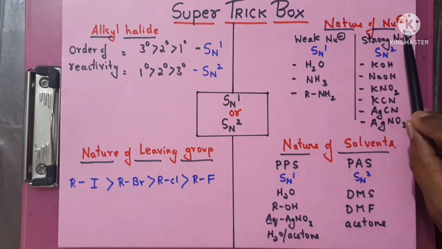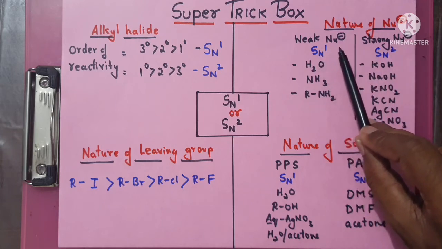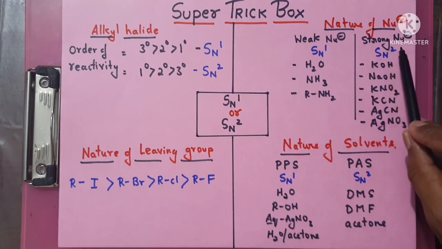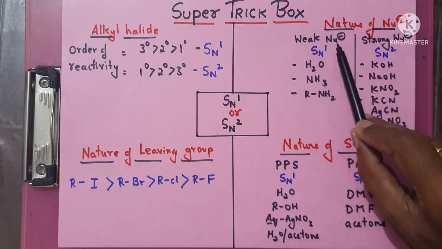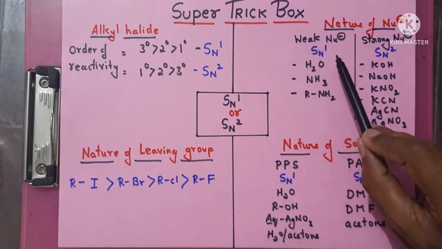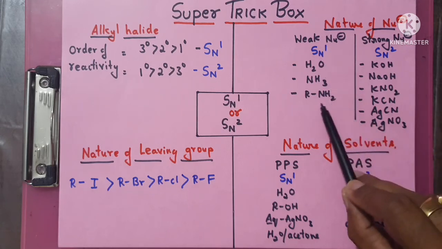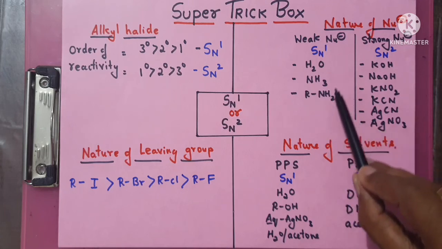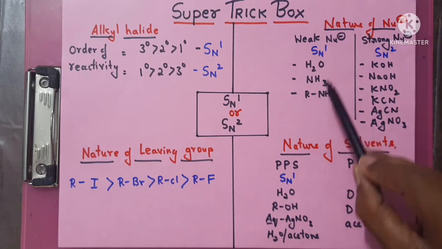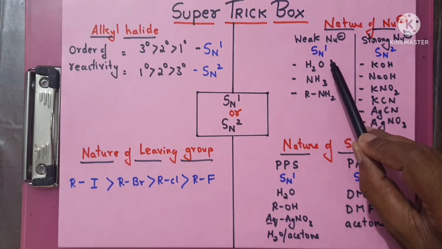In the nature of nucleophile, children, you should know there are two types of nucleophiles. One is a weak nucleophile, the other one is a strong nucleophile. Always remember, the weak nucleophile always prefers SN1 mechanism. The examples are water, NH3 and amines. These are the weak nucleophiles. Whenever you see these reagents carrying out a nucleophilic substitution reaction, then it is always SN1 mechanism.